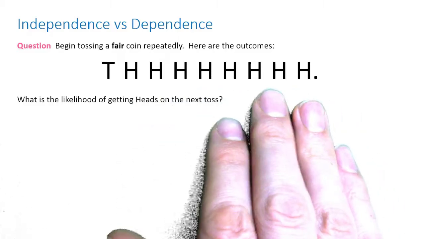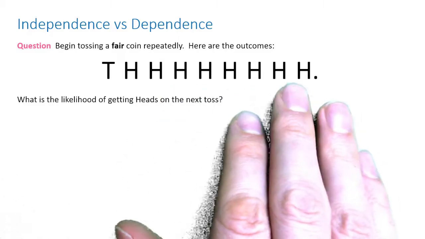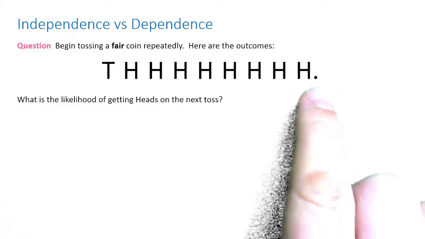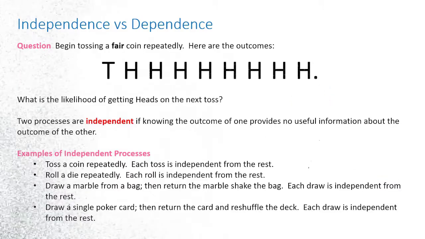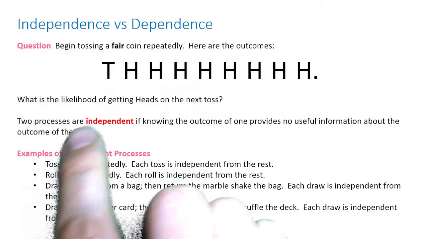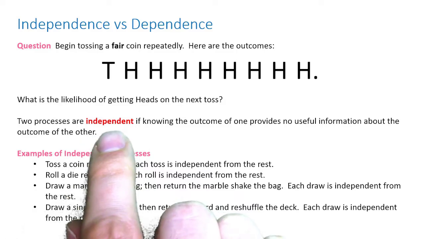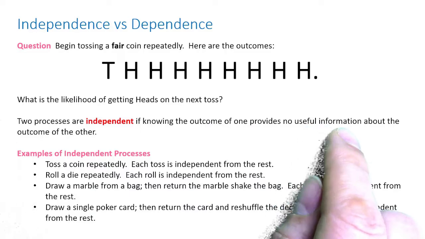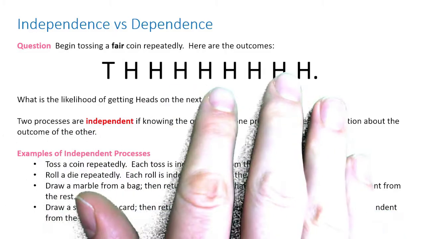Your gut might tell you something else. It might say, hey, I'm bound to get tails here next, but your gut is wrong. Every subsequent event is 50-50. These are independent events. So two processes are said to be independent if knowing the outcome of one provides no useful information about the outcome of the other one, and that's the case here.